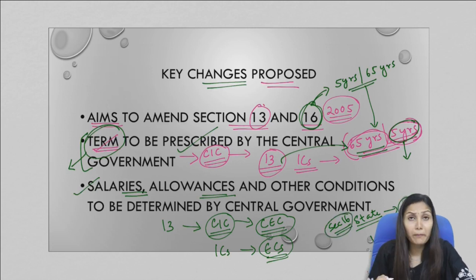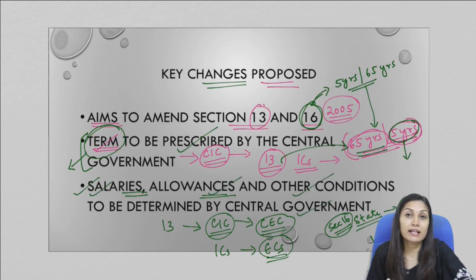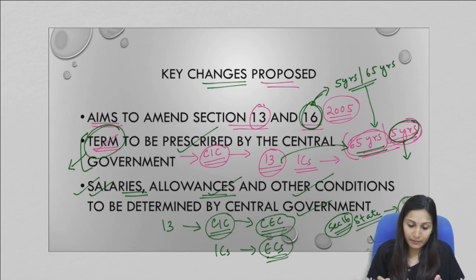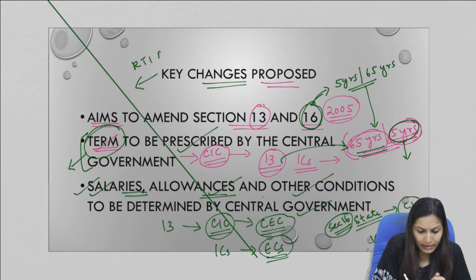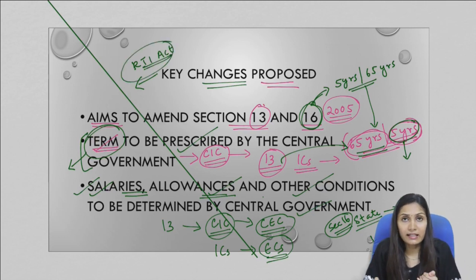Now, the amendment proposes that the salaries, allowances and other conditions are to be determined by the central government. So here also the central government will get the power and authority to decide the salaries, allowances and other service conditions of the information commissioners. So we can in a way say that this is a dilution of the RTI Act. Now we will come to the concerns in this amendment in detail in this lecture.